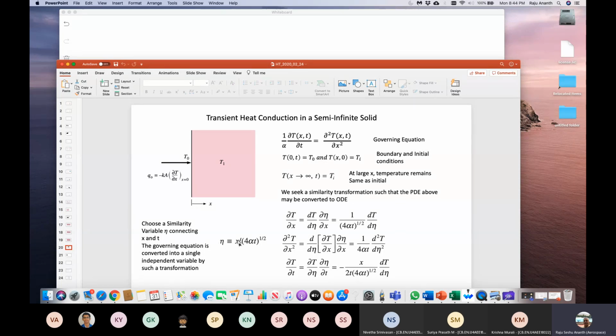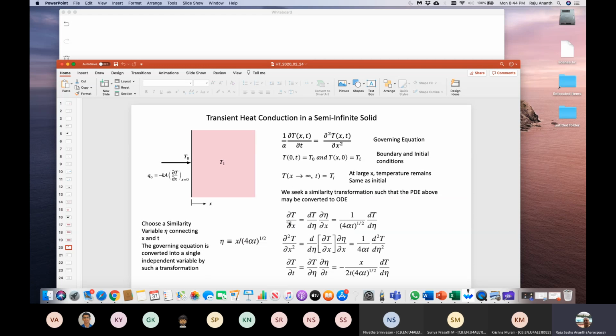The other way, eta has to be infinity if either x is infinity or t is 0. x infinity means a large distance. At t equal to 0, what is there? There is the initial condition. So at x equal to infinity, the temperature has to be Ti. So all the boundary conditions are satisfied in picking this variable, and I substitute that in the governing equation.